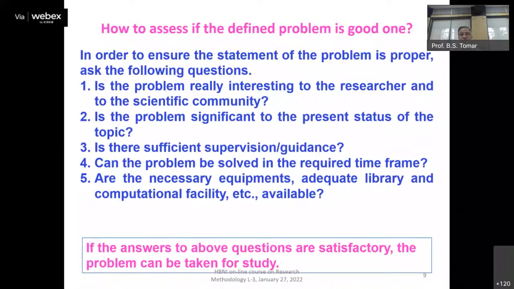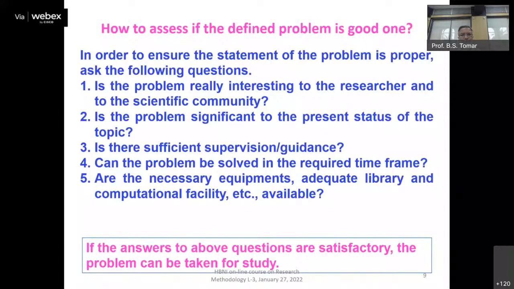Is the problem significant to the present status of the topic? So it should be a topic that is relevant in the present circumstances. Is there sufficient supervision and guidance? Do you have the expertise in the institute, whether the proper guidance you will be getting? And can the problem be solved in the required time frame? If it is a mega project, then of course you will be handling a small portion of that mega project. But if it is in your laboratory, it's good to think about whether we can do it in that time frame.